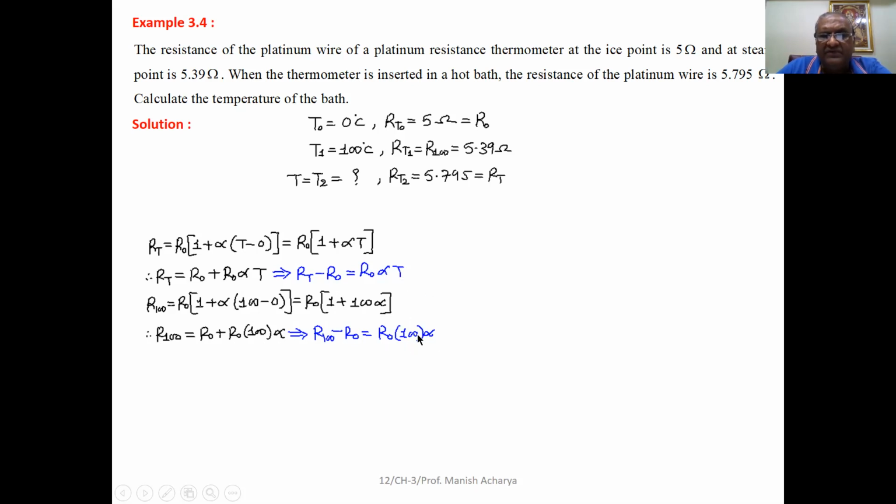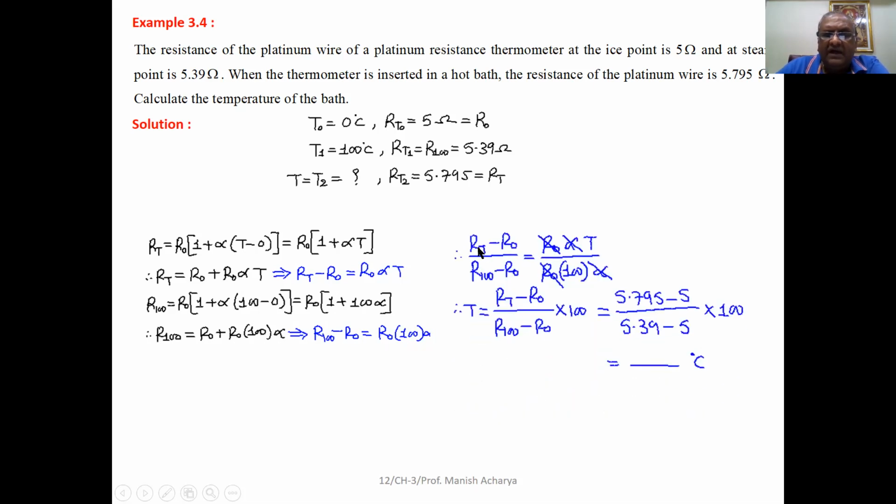Now take the ratio of these two equations. So (RT minus R0) upon (R100 minus R0) equals R0 alpha T upon R0 100 alpha. R0 cancelled. Alpha cancelled. Now take this 100 to the other side. Make T the subject of the equation. So T equals (RT minus R0) upon (R100 minus R0) into 100.